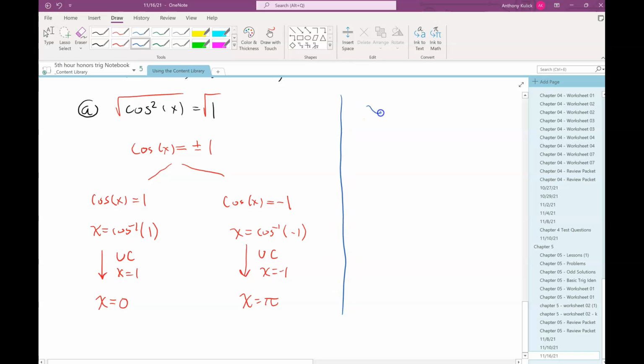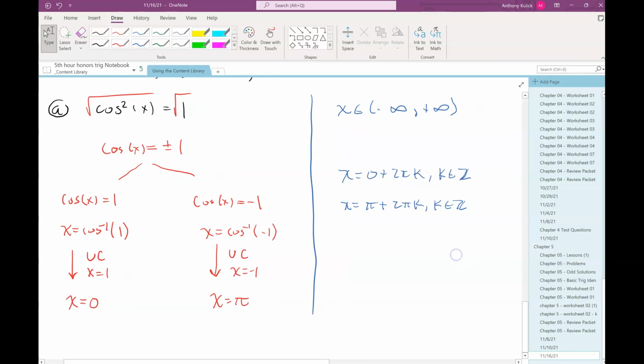Now, as a hypothetical, if instead we had been asked to solve this over all real numbers, we would just take these two answers and tack on that plus 2 pi k to the end, right? Everybody's okay with that notion?